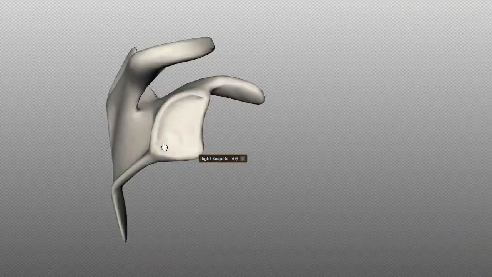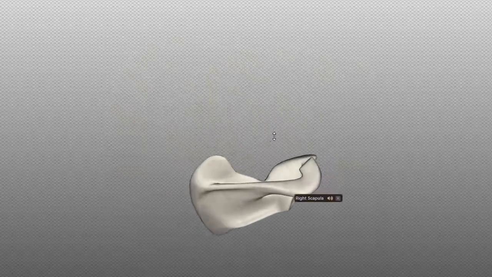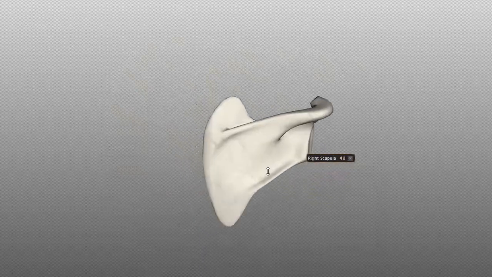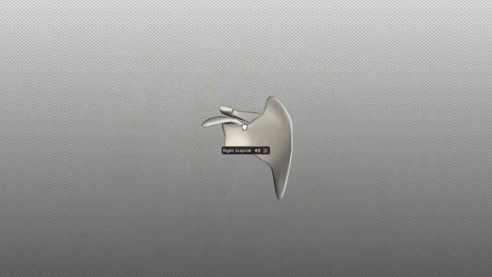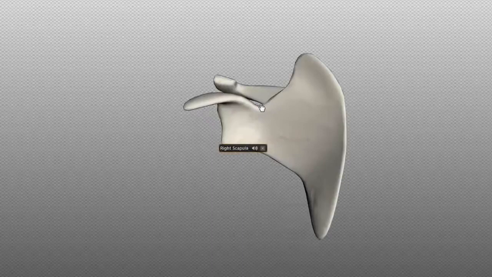Going back to the scapula again, one last thing to point out is this little notch here. You've got a notch at the top of the scapula, just medial to the coracoid process, which is called the suprascapular notch, because it's at the top of the scapula. So this little notch here.